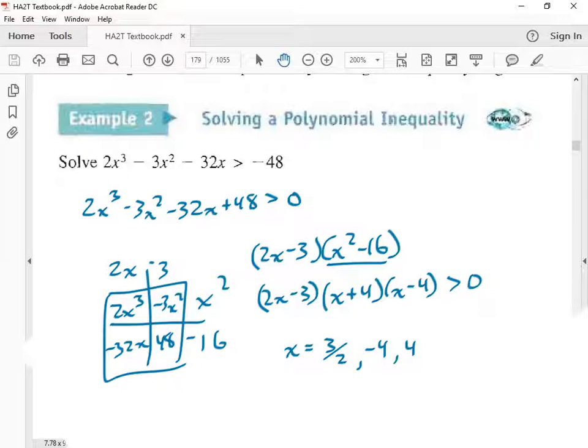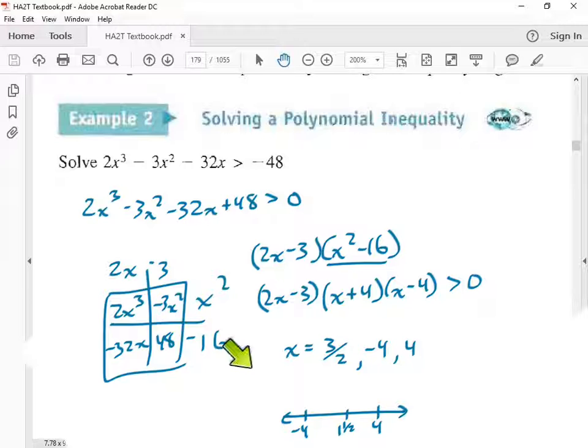Okay, and then I'm going to put these on a number line because it helps me see the intervals. So I have a negative 4 right here. I have a positive 4 right here. Where's that 3 over 2 going to go? 3 over 2 is the same as 1 1/2. So let's put that guy right here.